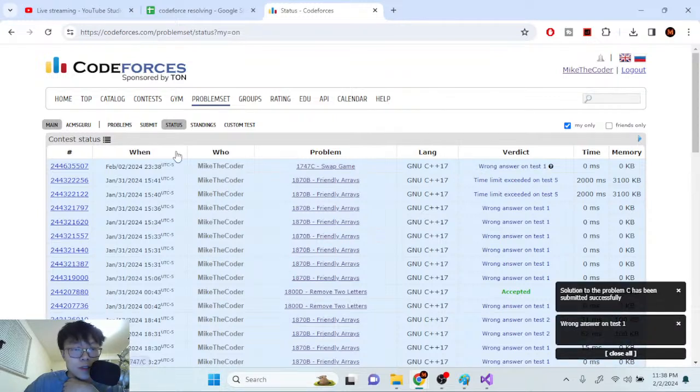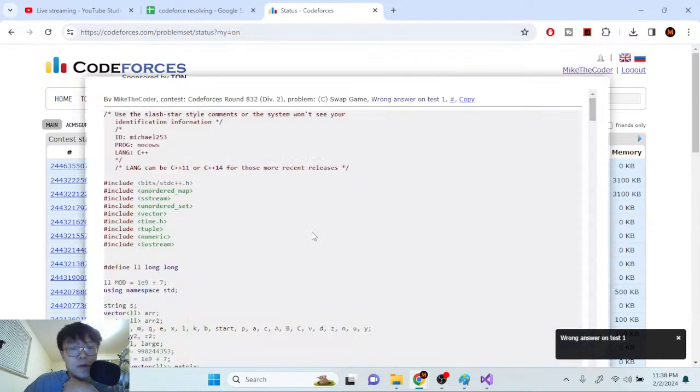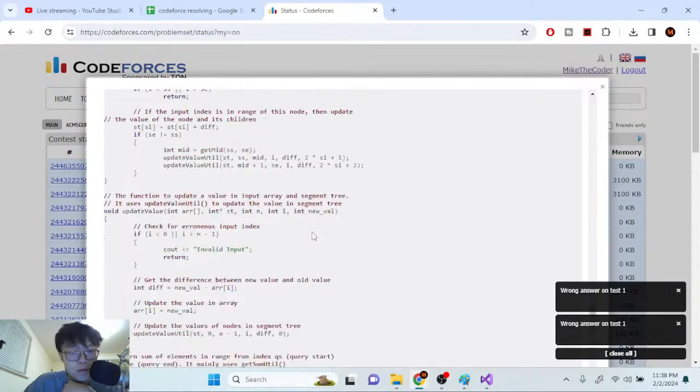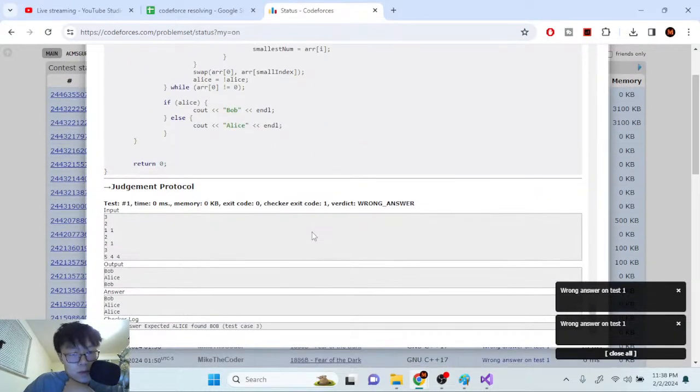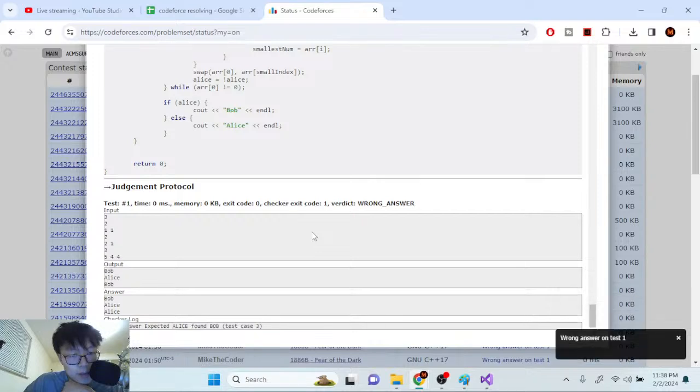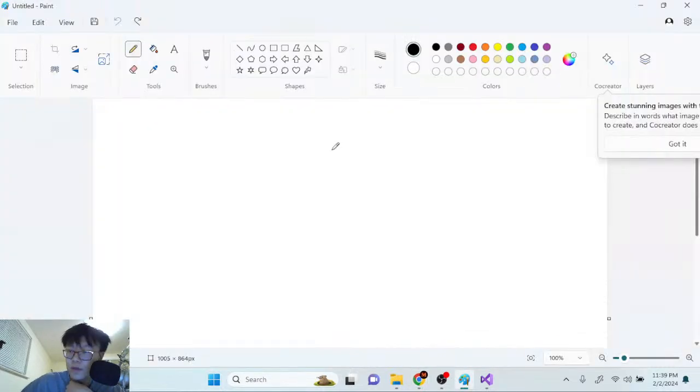All right, we got a wrong answer. What is the problem? Bob, Alice, Bob. Why is the last one? Expected Alice, but found Bob. 3, 5, 4, 4. So we have 3, 5, 4, 4. So we have 5, 4, 4.